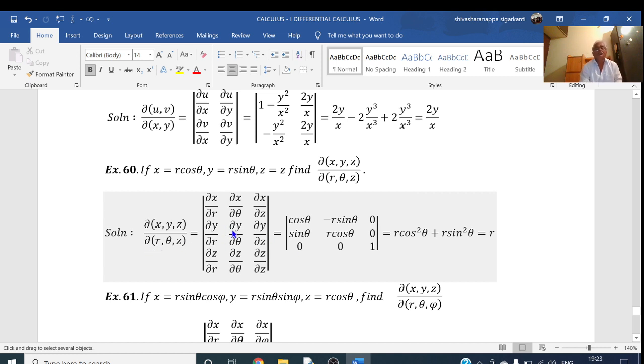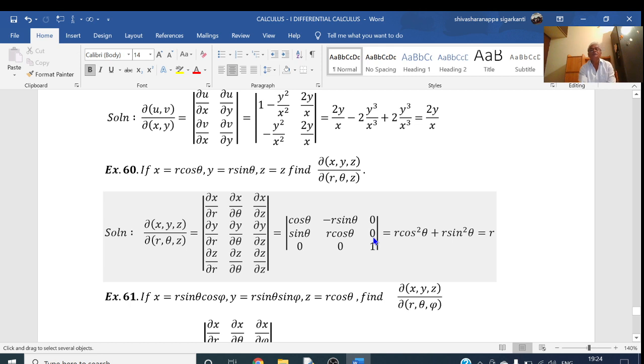Next, second row, derivatives of y with respect to r, theta, z. So y is r sin theta. With respect to r, sin theta constant quantity, r derivative is 1. So that is ∂y/∂r is equal to sin theta. And what is ∂y/∂θ? Differentiating this with respect to theta, r is a constant quantity, sin theta derivative is cos theta, r into cos theta. And ∂y/∂z equal to 0 because there is no z term.